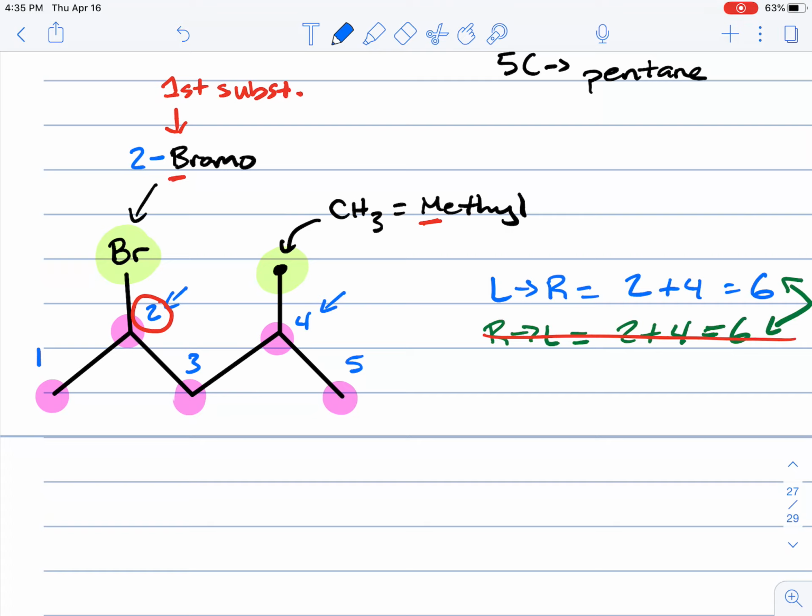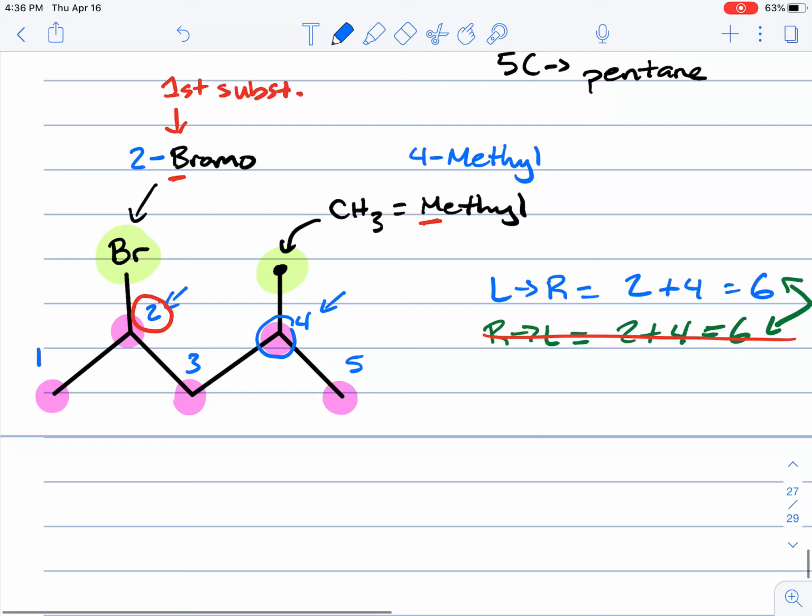So the bromine is attached to the second carbon on the parent chain according to our numbering system. And it looks like on the fourth carbon of the parent chain, we have a methyl group. So we'll just say 4-methyl. Okay. Now that we've named and identified all the substituents, and we know their numbers, their locants on the parent chain, we're going to go ahead and put them together.